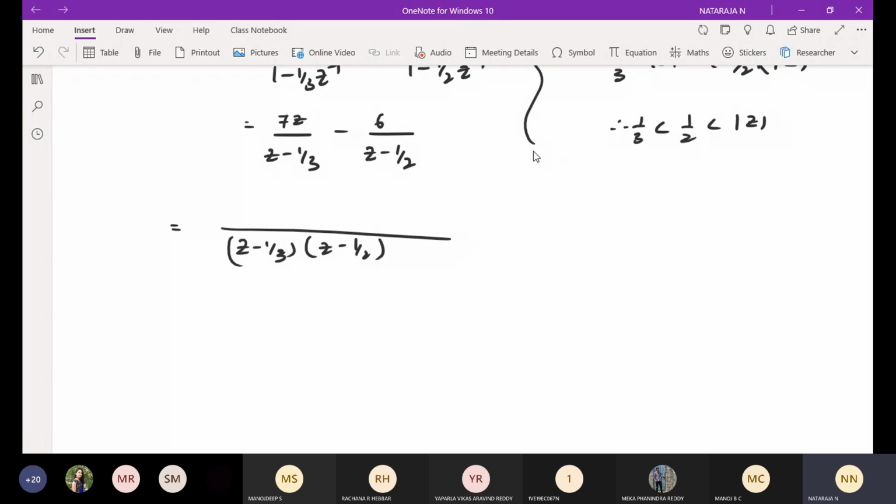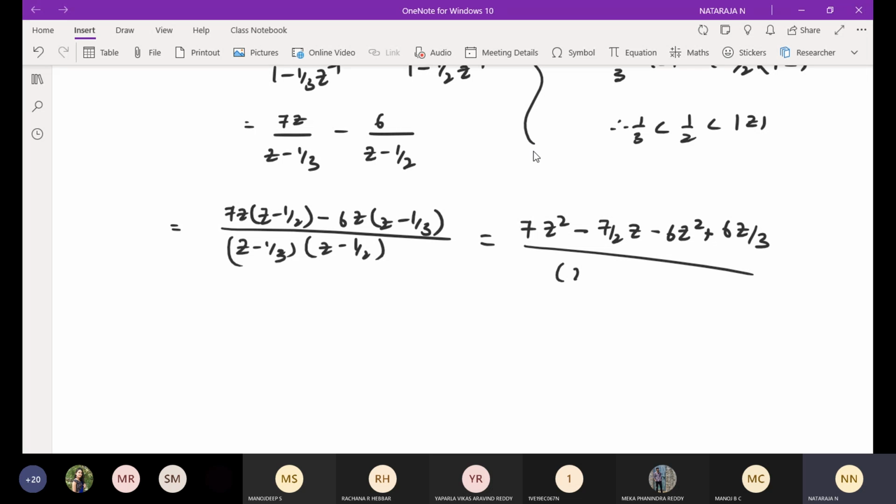Okay, we'll cross multiply: 7z into (z minus 1/2) minus 6z into (z minus 1/3). If you multiply that, you will get 7z square minus 7/2 z minus 6z square plus 6/3 z. Then divide by (z minus 1/3) into (z minus 1/2).